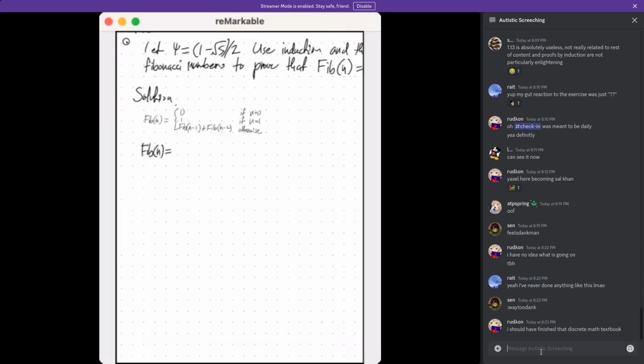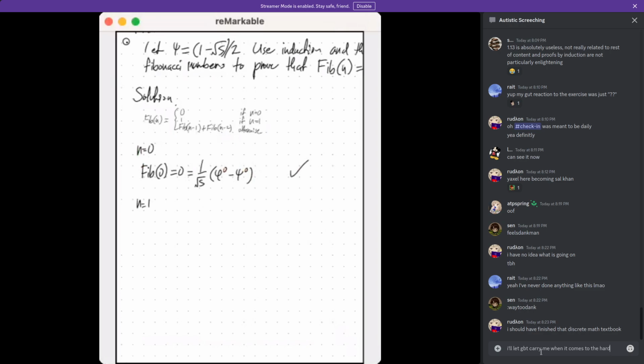So the base case where n equals 0 will have Fibonacci of 0 equals 0 equals 1 over radical 5, phi to the 0 minus psi to the 0, which is 1 minus 1 equals 0. So this checks out. That's fine, right?